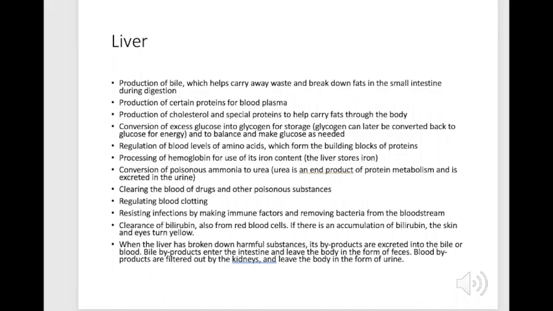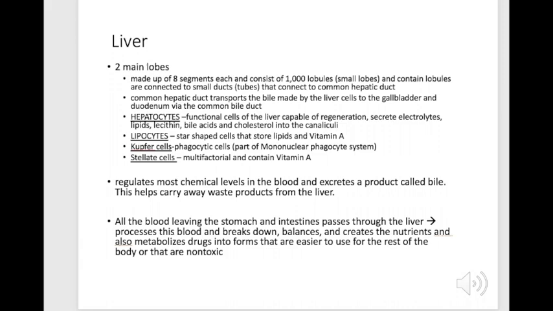Those bile byproducts enter the intestine and then leave the body in the form of feces. When the liver is dysfunctional, then all of this can build up in the system. So we have those two main lobes. They're made up of 8 segments, and each consists of about 1,000 lobules. So we have small lobes within the larger lobes, and they are connected through these small ducts and tubes to connect to the common bile duct.